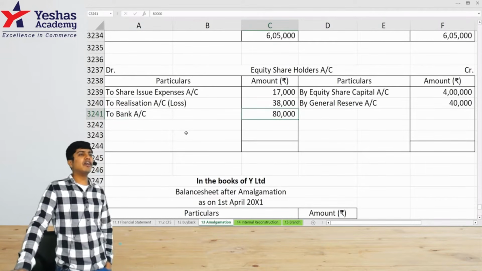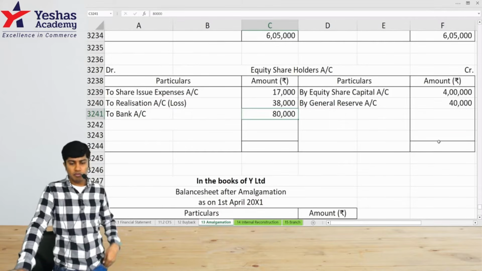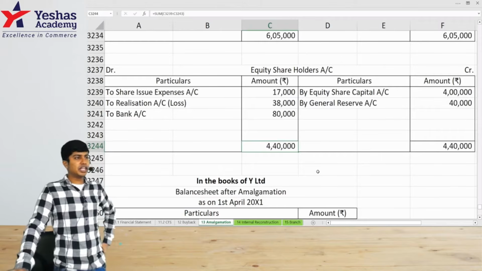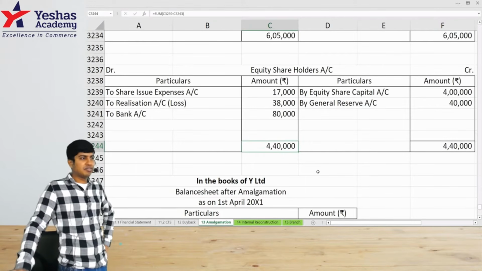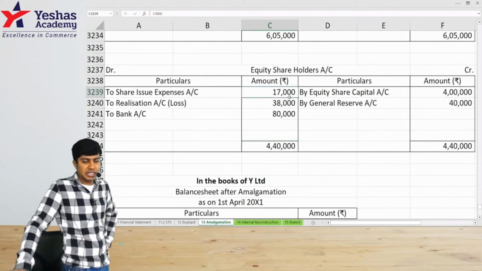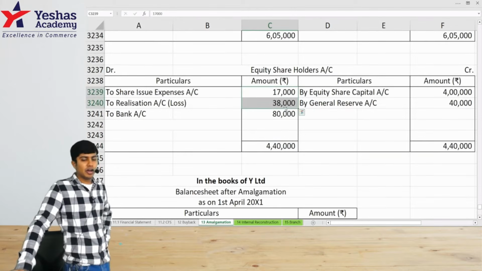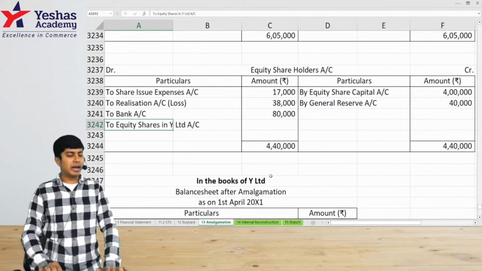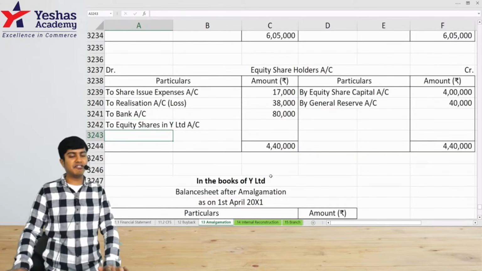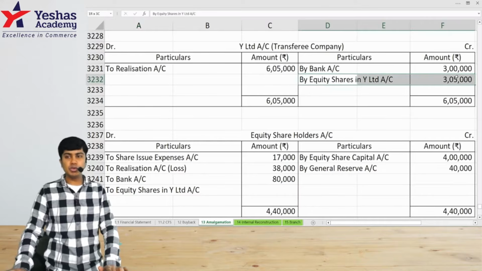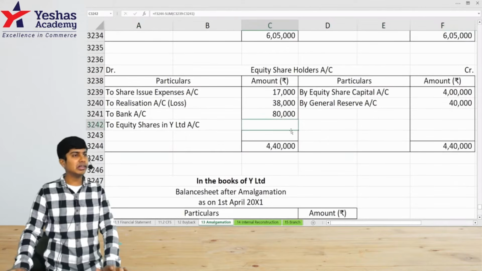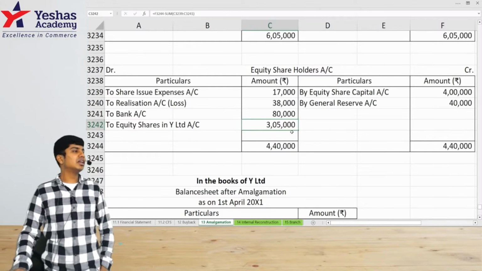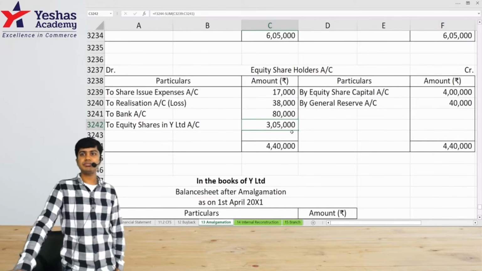Balance will be settled by way of equity shares in Y Limited. 4,40,000. In that 4,40,000, 17,000 share issue expense they won't get. Loss of 38,000, deduct 17 and 38. And also deduct 80,000 what we already paid them by bank. You will get the balance in equity shares. That should be equal to 3,05,000 because that's the exact extent to which you got shares. Ta-da! This is the closing of books of accounts in the books of Transferor.